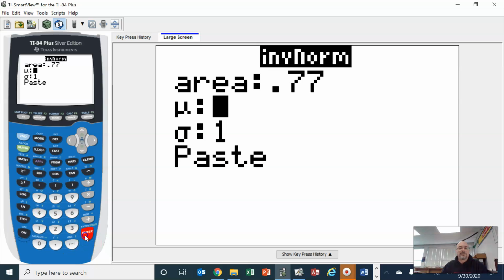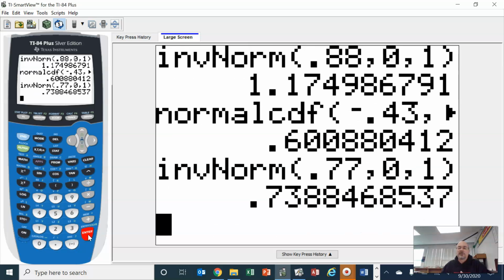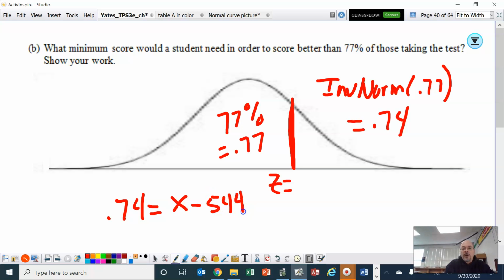Okay, it's going to obviously be really, really close to that 0.78 we did earlier. Okay, so I'm going to round it to 0.74. All right, so we're going to go 0.74 equals, we want to know what is your score, x. The mean is 544 from up above, and the standard deviation is 103.